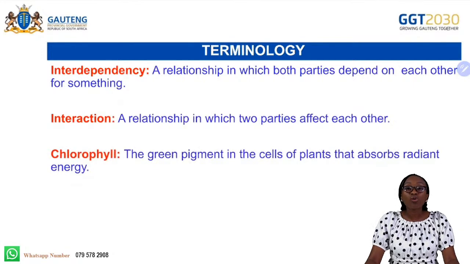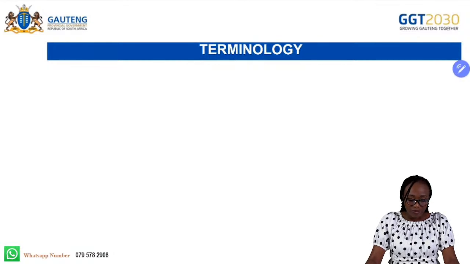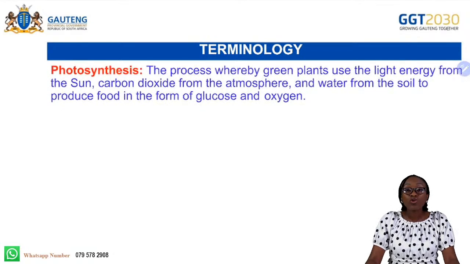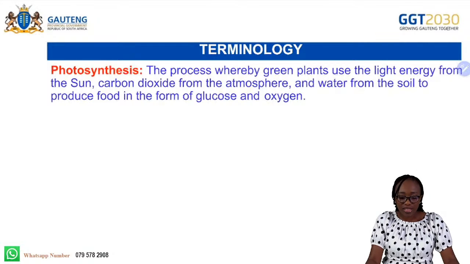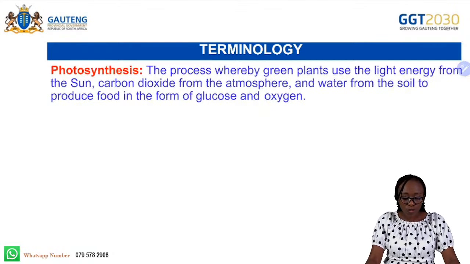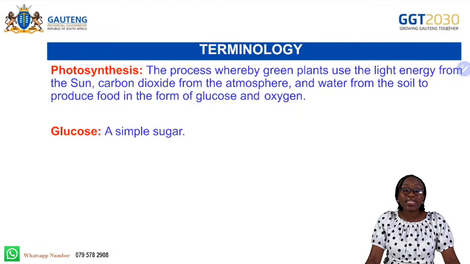Then chlorophyll. This is the green pigment in the cells of plants that absorbs radiant energy. Next, photosynthesis. This is the process whereby green plants use light energy from the sun, carbon dioxide from the atmosphere, and water from the soil to produce food in the form of glucose and oxygen. And then glucose. This is a simple sugar.